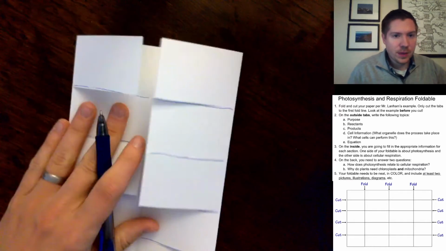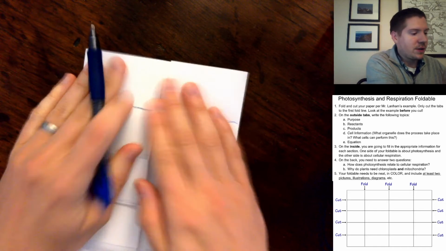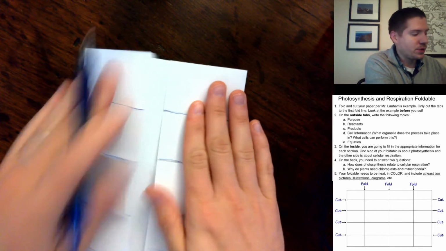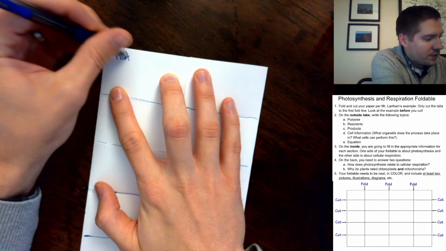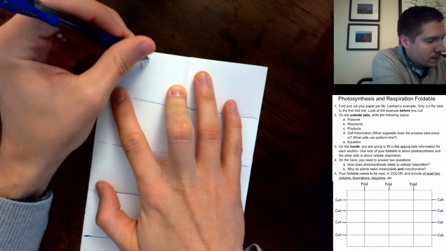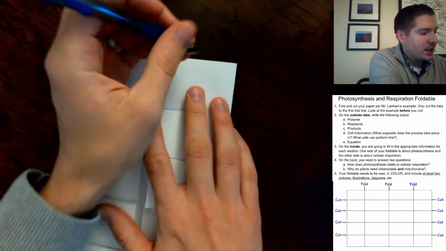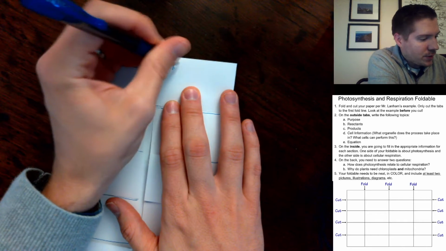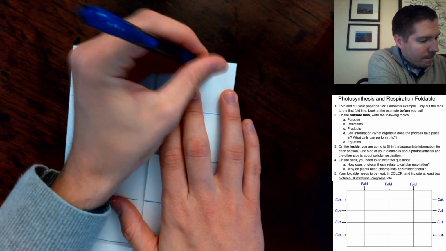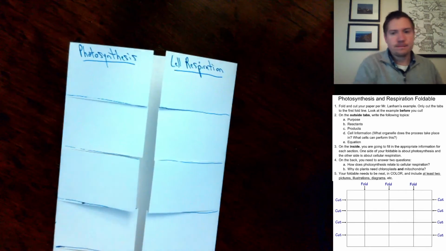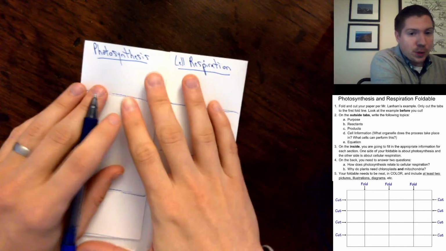Alright, so I'm going to get my pen, and then I'm going to put photosynthesis on the left and respiration on the right, since we're doing both of these processes in this foldable. So I'm going to start by writing photosynthesis at the top of the left and cell respiration at the top of the right. And then I'm going to go ahead and do my labels. Okay, so the first one was purpose.